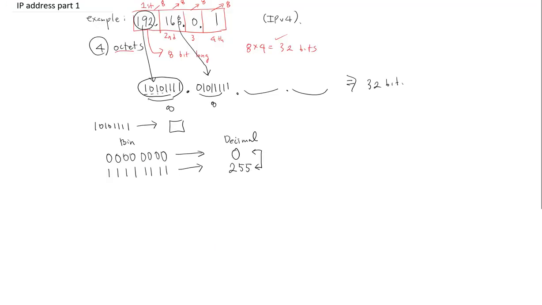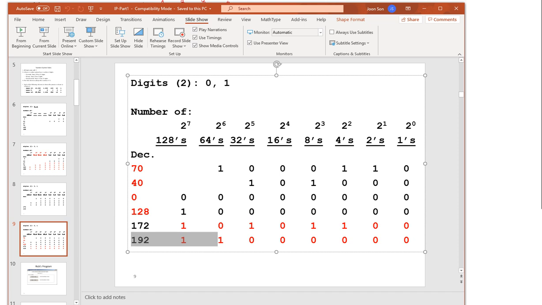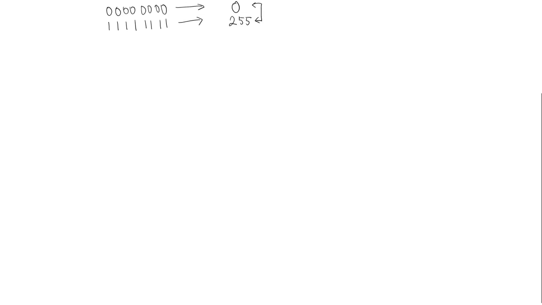Let's say we use this number, 10101100. Let's say in the homework assignment I give you this number, 1 0 1 0 1 1 0 0, and I ask you to find the decimal number. One way you can do it is this.